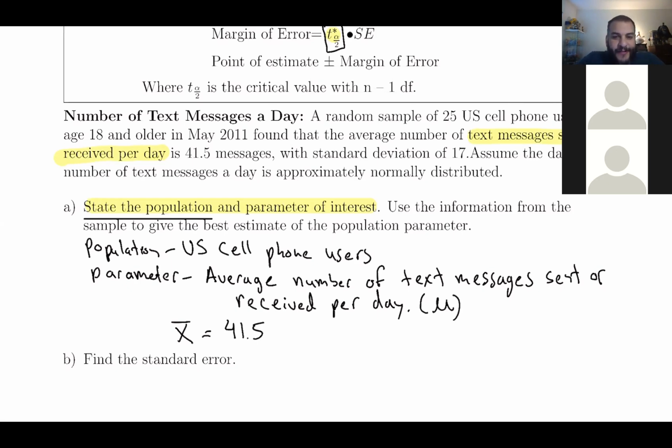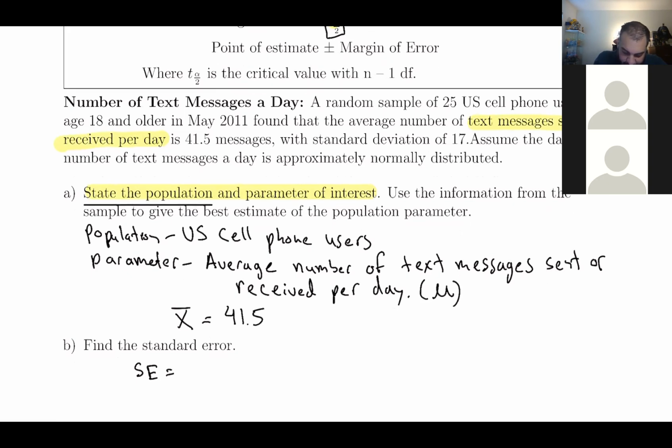All right, and that's it for A. So A, you get population US cell phone users. Parameter will be average number of text messages sent or received per day. And then our estimate will be x bar, which is 41.5. All right, so let's do B. So for B, it said find the standard error. So we're going to find this standard error.